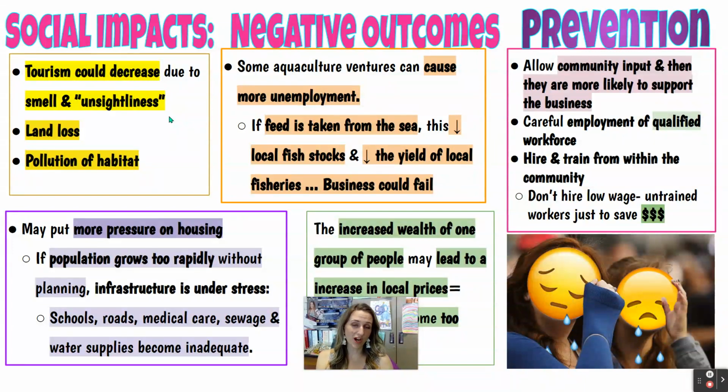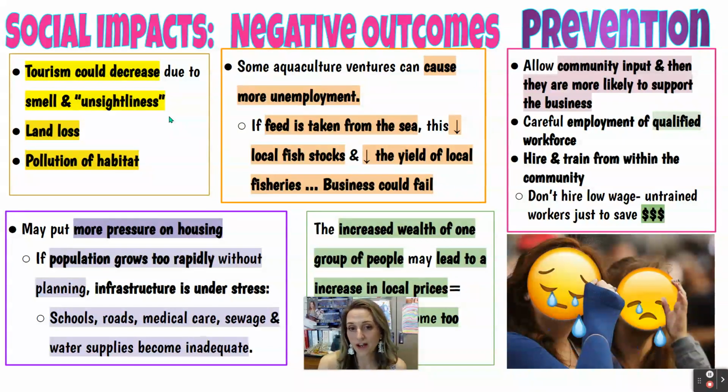Some can actually cause more unemployment. If the feed for your farmed fish is taken from wild areas or from the sea, this will decrease your local fish stocks. It'll decrease the yield or the catch of local fisheries. Those fisheries could fail. They could be mad. You don't want all your different stakeholders to be upset.